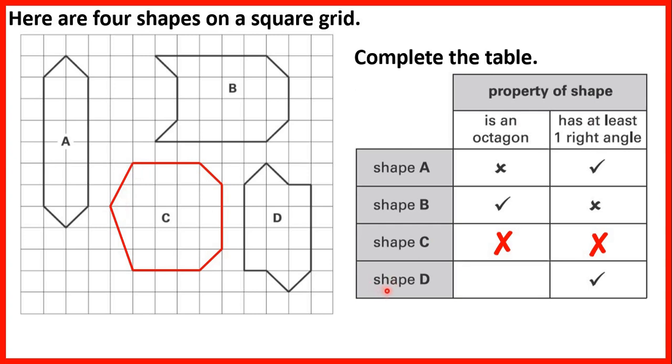So now let's look at shape D. We need to find whether it's an octagon so we can count the sides. We have 1, 2, 3, 4, 5, 6, 7, 8 sides, so shape D is an octagon. And we can see that it has at least one right angle because we have a right angle here, a right angle here, and also right angles up here and down here.